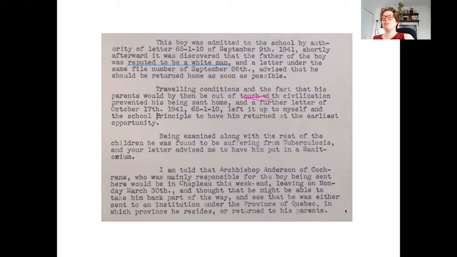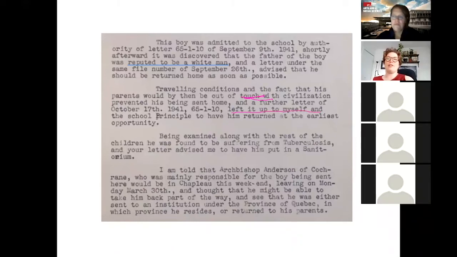And I see here someone has highlighted this concept of out of touch with civilization, and then this question of his father being a white man. Those are both very important things to bring up here, is that there was this notion under settler colonialism that Indigenous people were not civilized, and that was one of the main reasons for residential schooling, was to change them in that way.